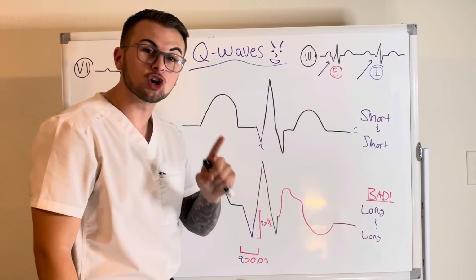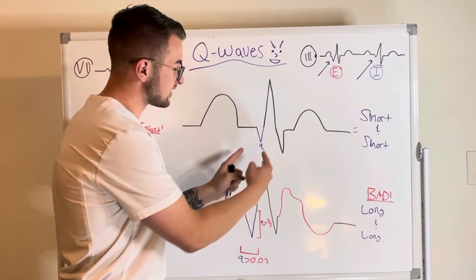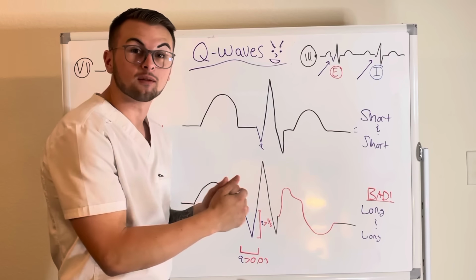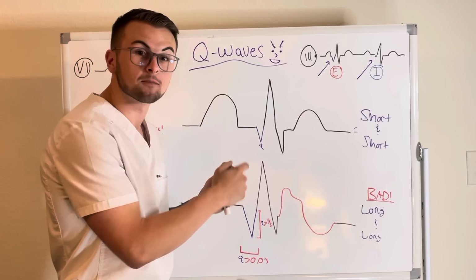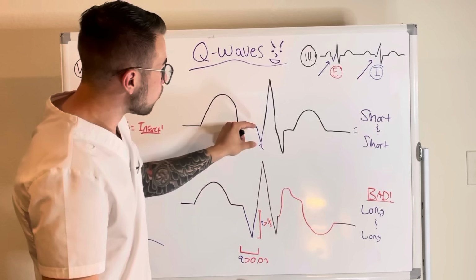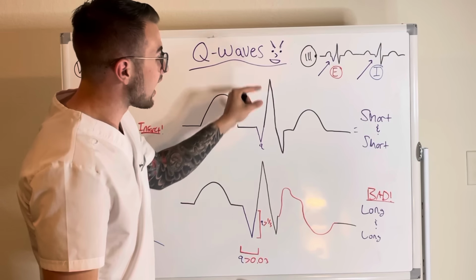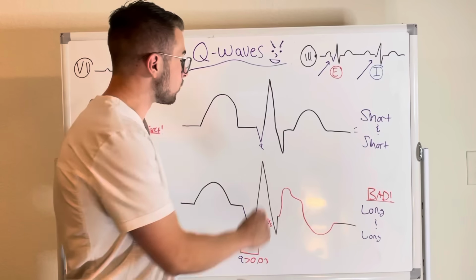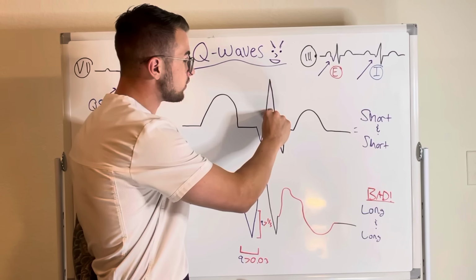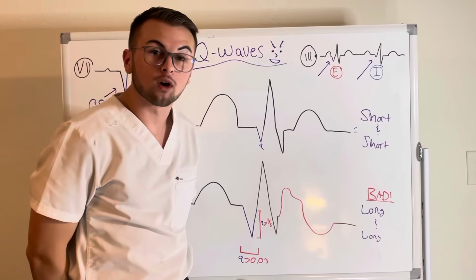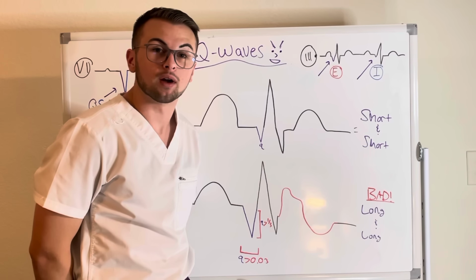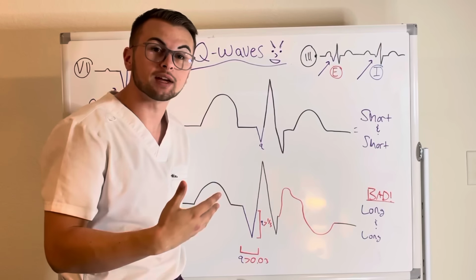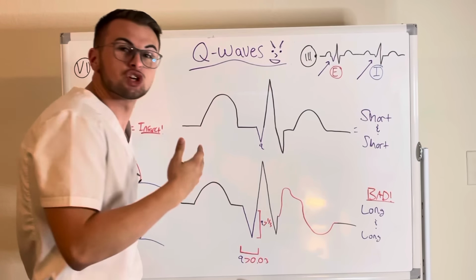Remember, a good Q wave is less than 0.03 seconds long. It should be less than a small square, and it should be less than 1/3 the height of the R wave, meaning that we should not be able to fit 3 or more of these Q waves in our R wave. So normally a QS wave is generated in V1.